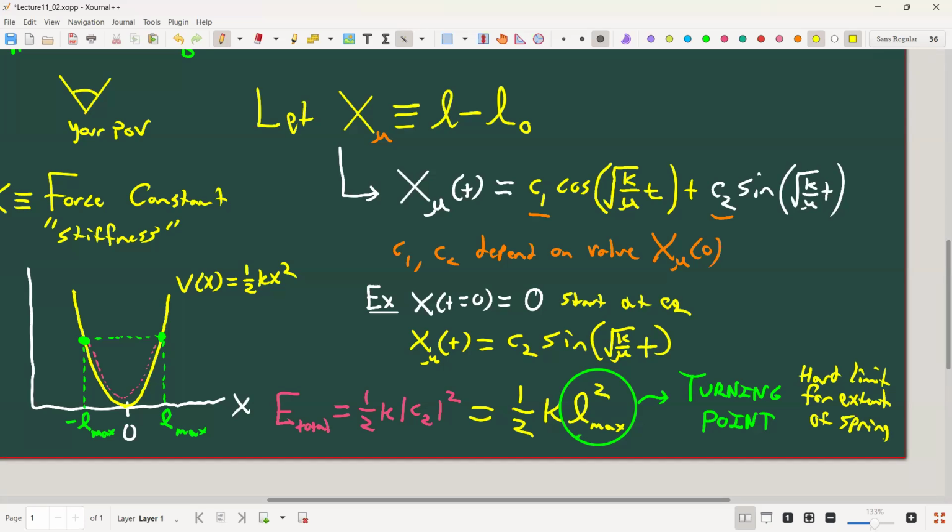Okay, but that's a good thing to remember that again, that classically the spring can never go past this point. I want to emphasize that because we're going to break that. Okay, that's not going to be true for our quantum mechanics. Let's see why. Okay, so let's start thinking now about how to tackle this problem in quantum mechanics.